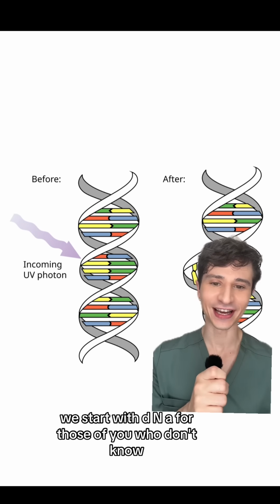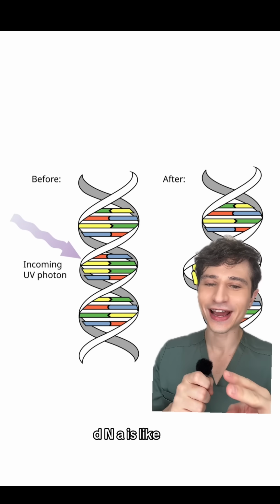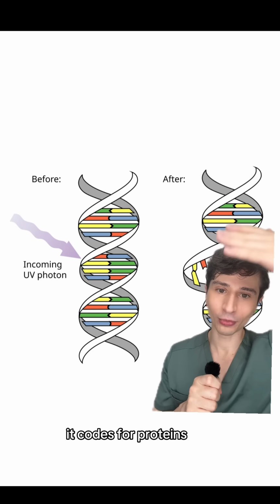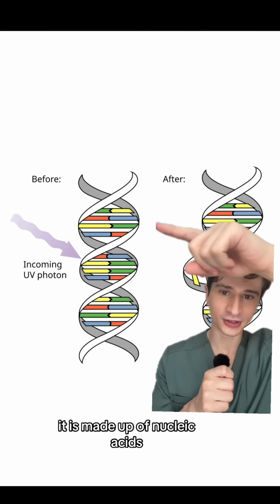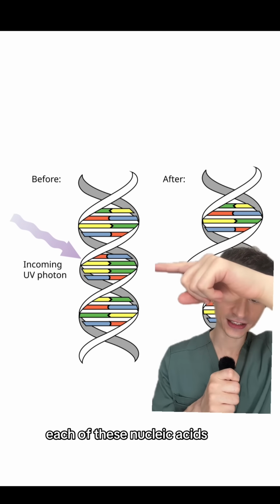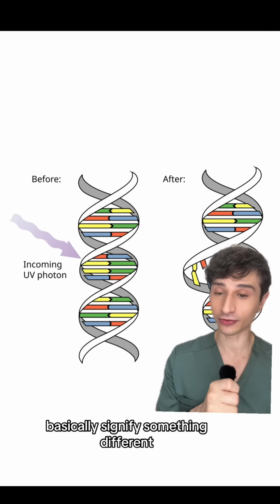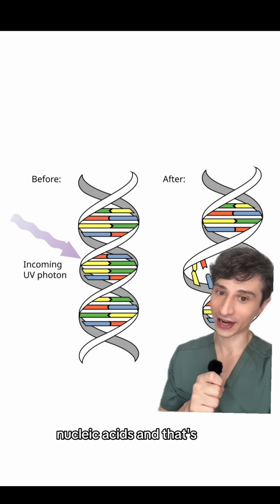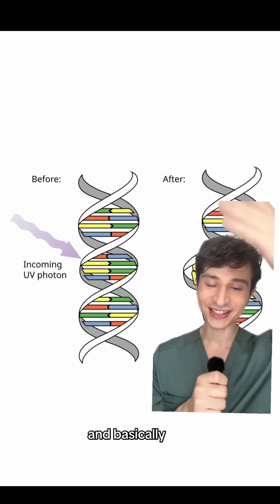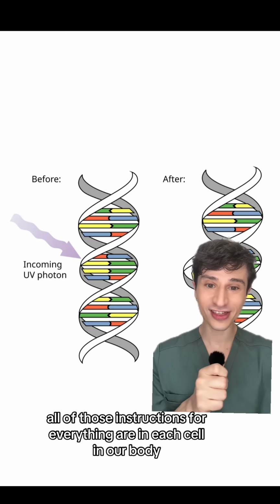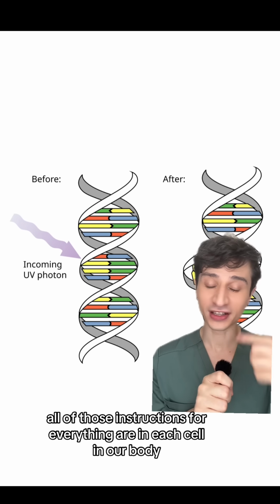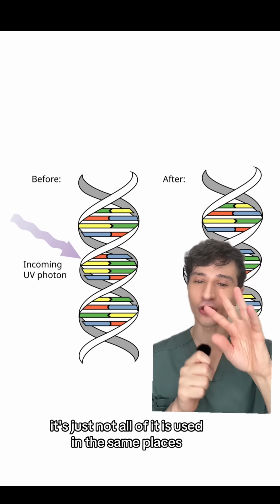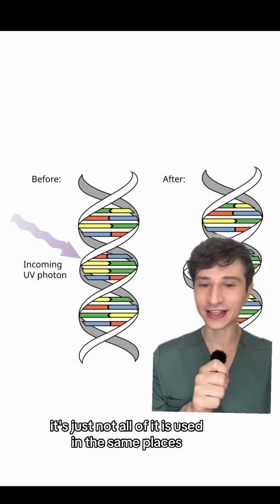First, we start with DNA. For those of you who don't know, DNA is like the instructions for everything in our bodies. It codes for proteins. It is made up of nucleic acids. Each of these nucleic acids basically signifies something different. There's a bunch of instructions there in the code of those nucleic acids, and that's our genetic code. And basically, all of those instructions for everything are in each cell in our body. So each cell in our body has the instructions for basically everything about us. It's just not all of it is used in the same places.